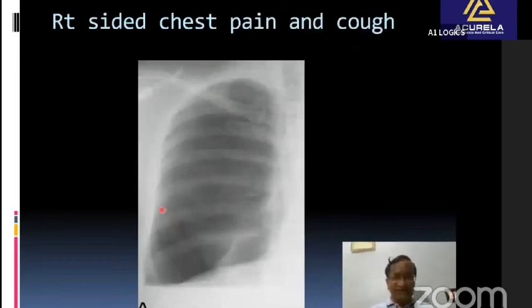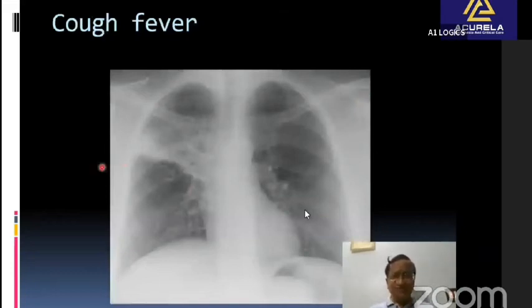Right-sided chest pain and cough. You can see a small air shadow here. See here, the bronchovascular markings are well seen. These bronchovascular markings are not well seen. Probably a right-sided pneumothorax. A cough with fever.